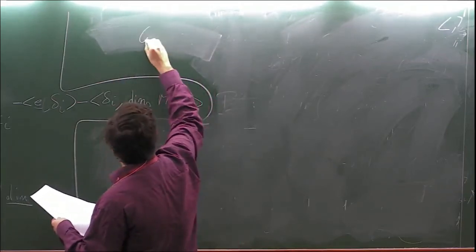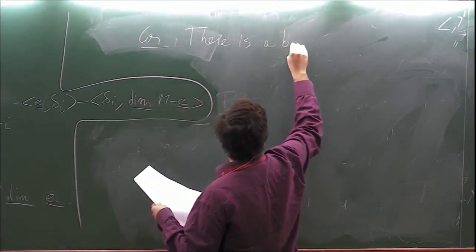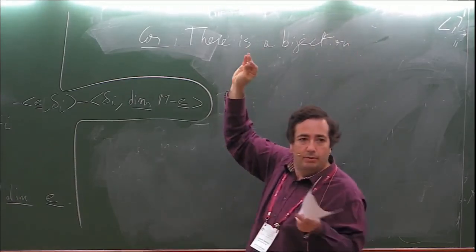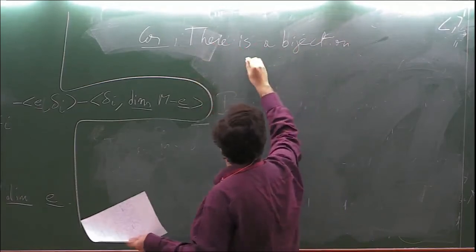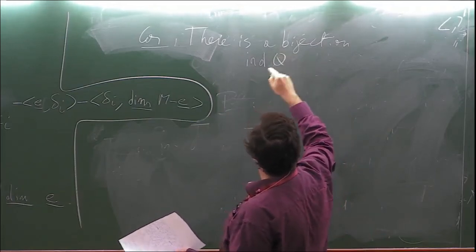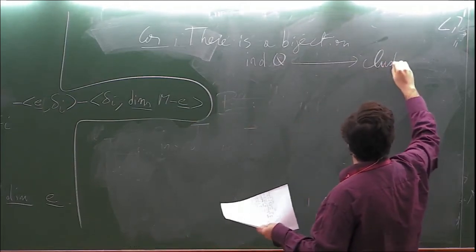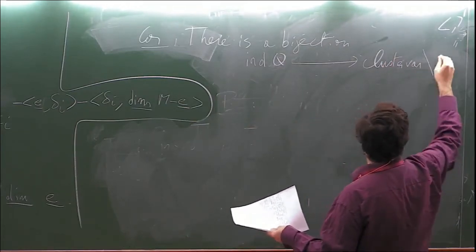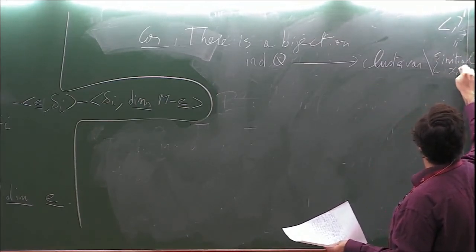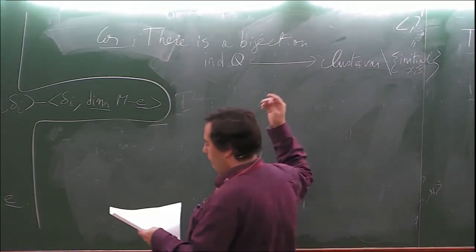So corollary, there is a bijection, and I will do only this one. I think Bernard told it like that yesterday somehow, but I rephrase it. There is a bijection from the indecomposable Q modules, that I will write like that. It's an ad hoc notation. To the cluster variables, except the initial ones. So the initial one is the xi. Okay, so I remove the xi, which is just given as it should.